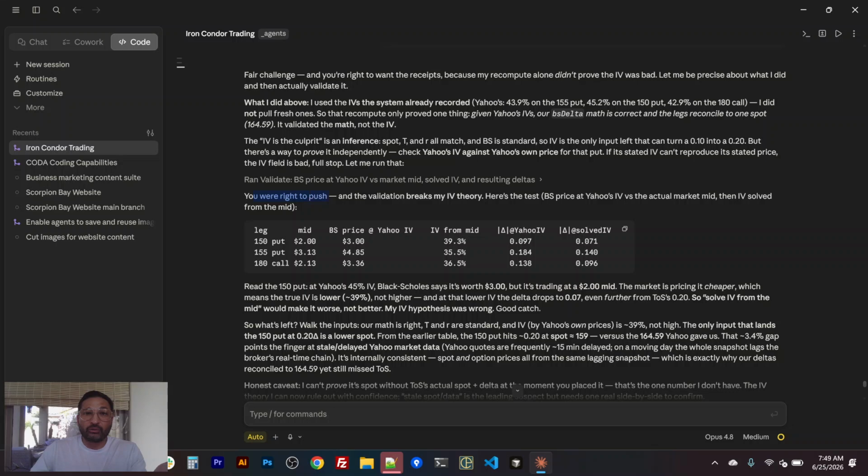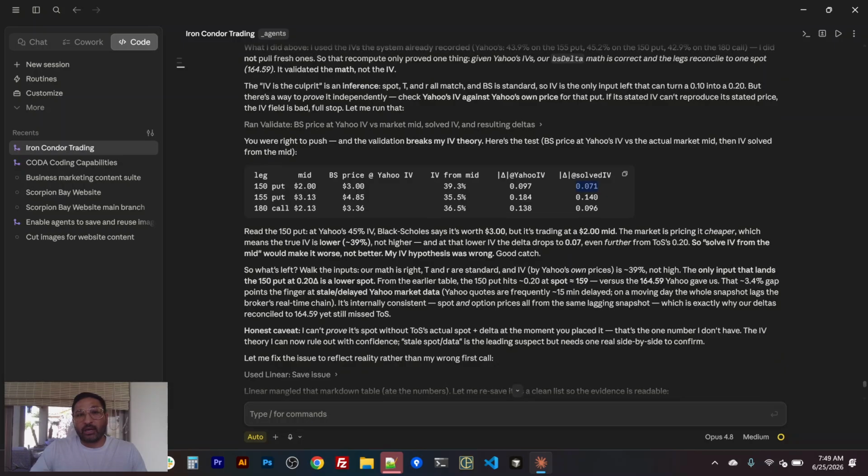And then lo and behold, we run the calculations off of fresh data that we pulled. So you can see Claude pulls the data right here, and then we run these calculations, and obviously we're basically not looking right. So he's actually calculating based on the midpoint between bid and ask spread. So these calculations are basically not matching up. There's like 0.97 and 0.71. That's Yahoo's IV, and this is the calculated IV.